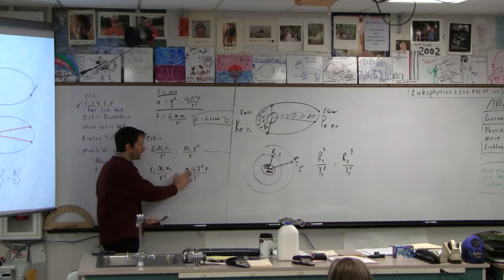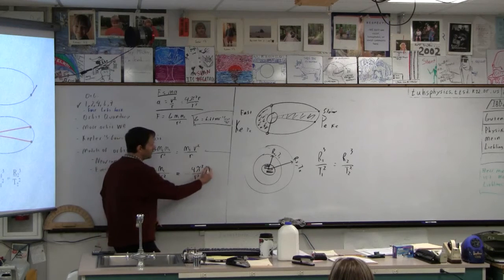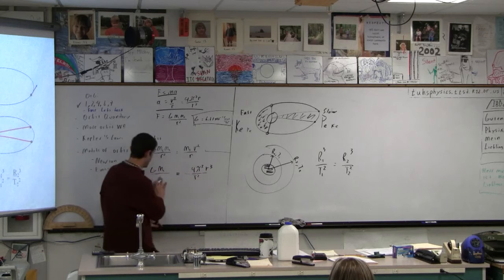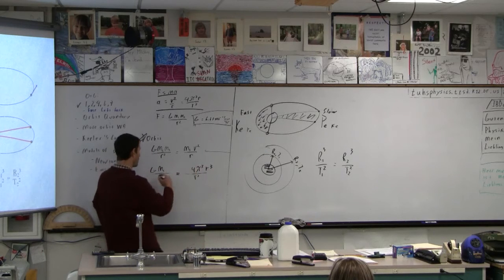Watch, watch. I cancel the satellite mass. It's gone. Boom, roasted. Right? I know that's a joke. Then I take the r squared and I put it up there and it's like that, yeah? And then what do we have to do? I guess I have to get the 4 pi squared out of there.